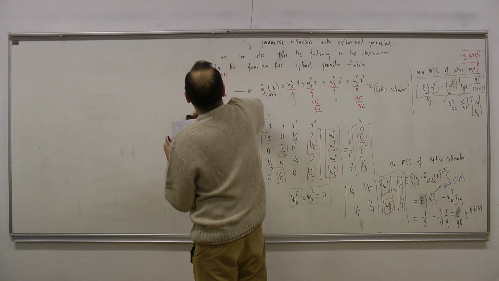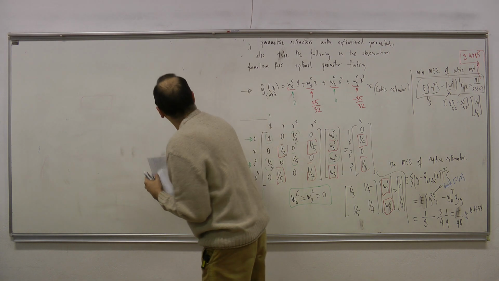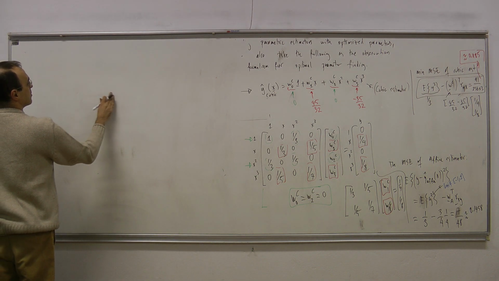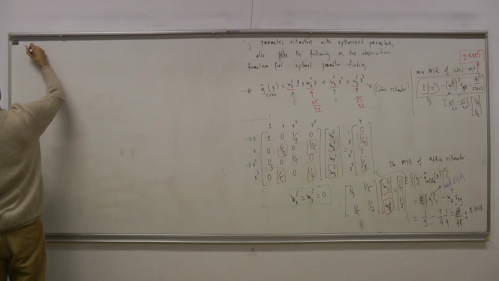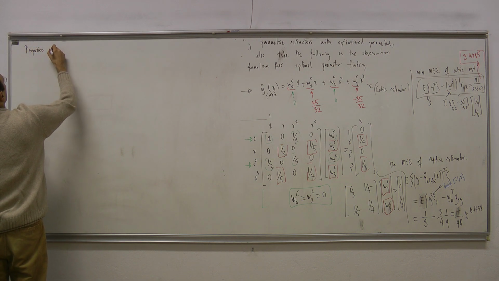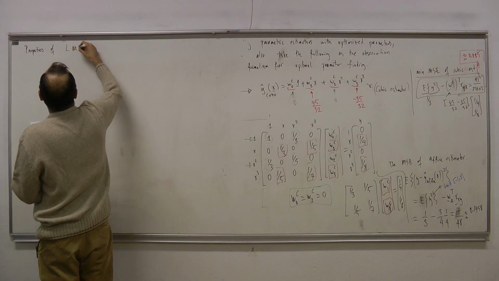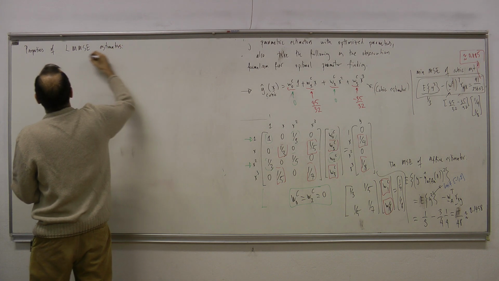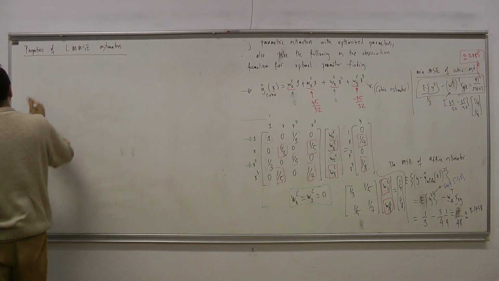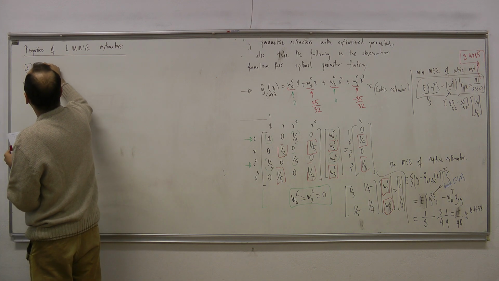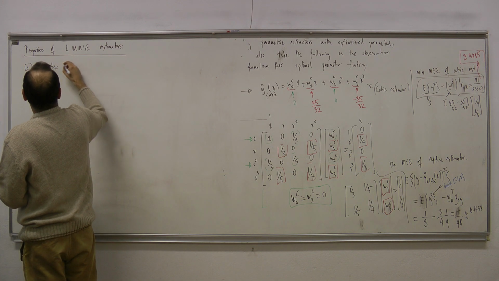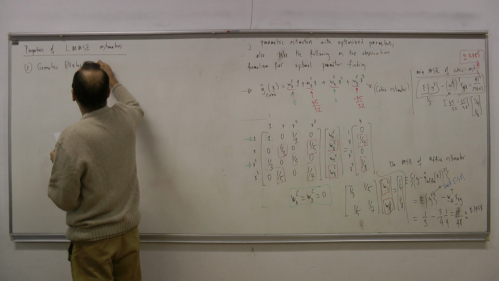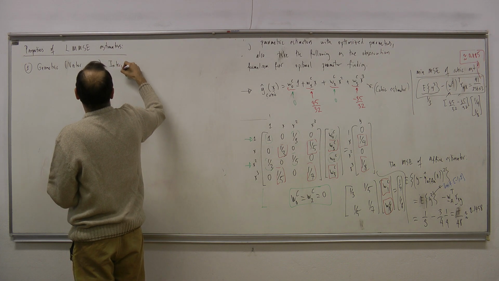Let's continue with properties of linear MMSE estimators. Okay. Number one, geometric, in brackets, vector space interpretation.